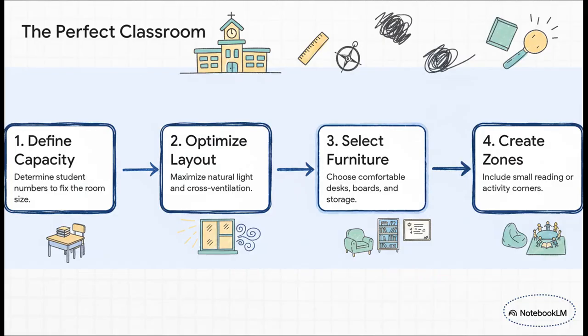Let's zoom right in on the most important space of all, the classroom. It really comes down to 4 steps. First, figure out your capacity. That'll tell you how big the room needs to be. Second, optimize the layout. Windows for natural light aren't just a nice-to-have, they're critical for a positive learning environment. Third, pick the right furniture, something comfy but also built to last. And fourth, think about creating little zones within the room, maybe a reading nook to cater to different activities.